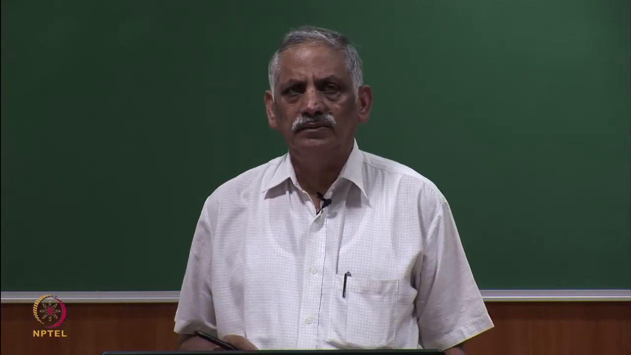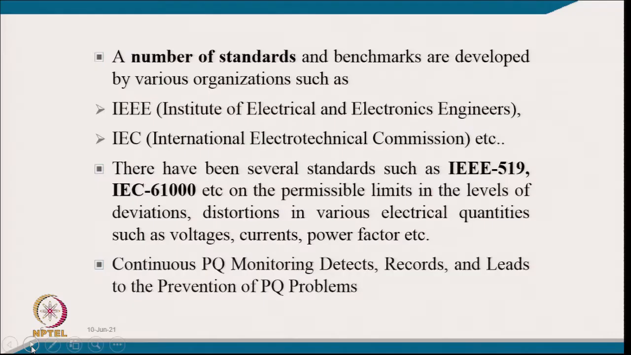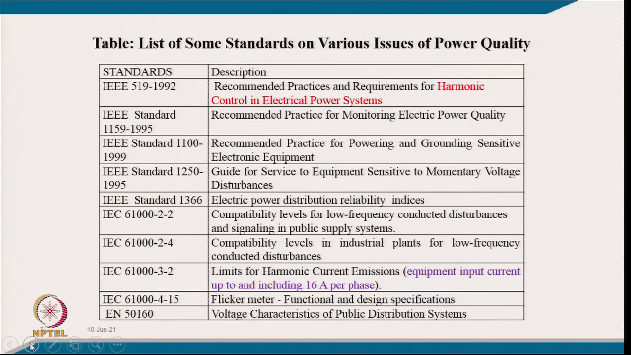Another organization, which is a commercial organization, is called IEC in short, the International Electrotechnical Commission, based in Geneva, and they have developed a lot of standards. Out of these two organizations, these two standards, typically IEEE 519 from the IEEE side and IEC 61000, give the permissible limits on the deviation and distortion in various electrical quantities such as voltage, current, power factor, and continuous monitoring, detecting, recording and leading to prevention of power quality problems. We have to quantify first and then only can we think about it.